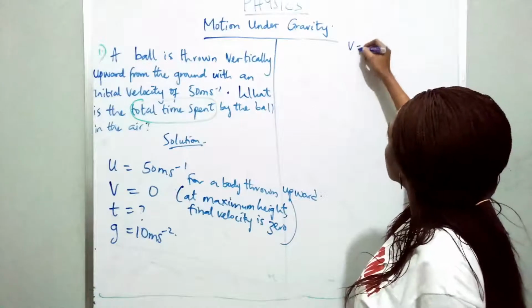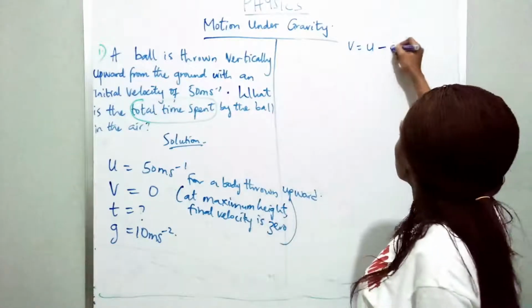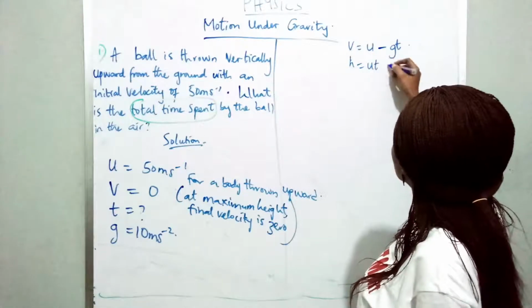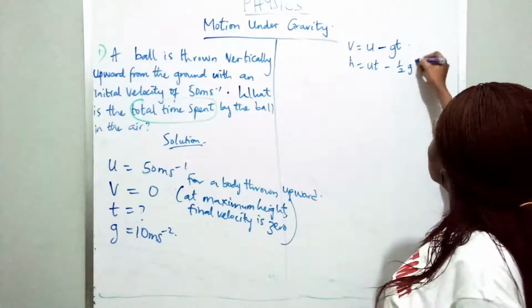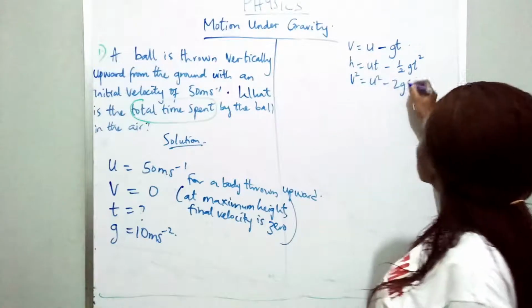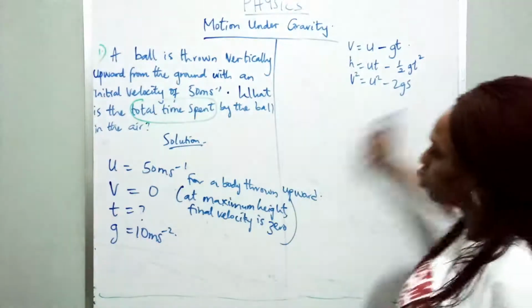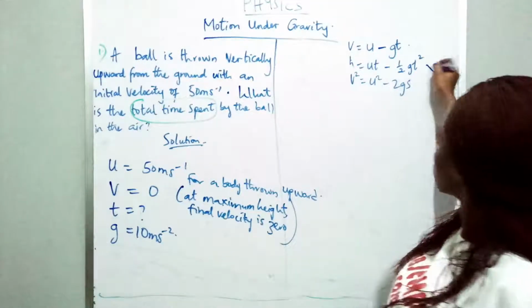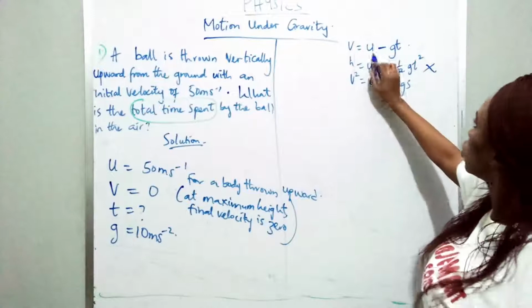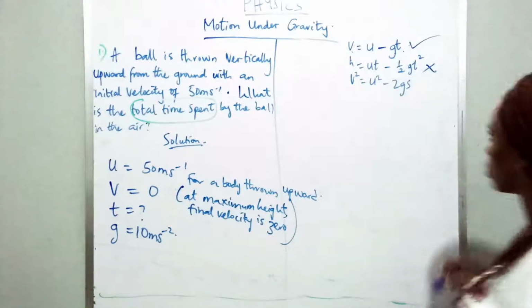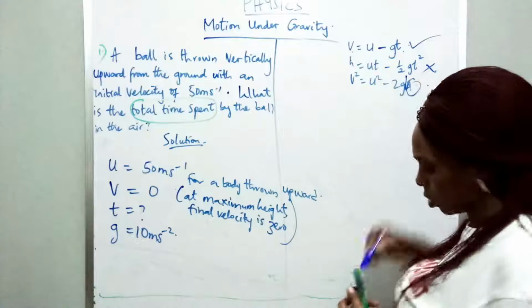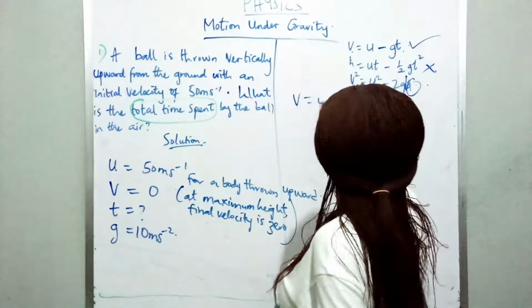We have v equals u minus gt, because the body is thrown upward, so it's going to be a negative g. Then we have h equals ut minus half gt squared, and then we have v squared equals u squared minus 2gh. So which one of them do you think we need to use? We don't have h. We have to find t. We have u, v, g. We are finding t, so this is applicable. So I'm just going to go ahead and use v equals u minus gt.